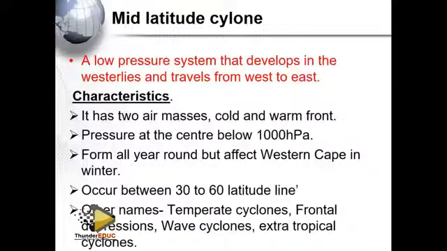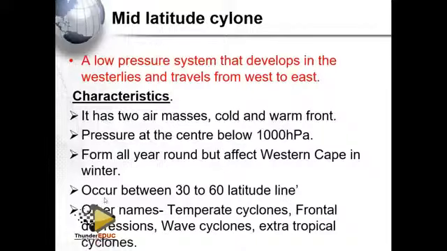Why do we say it forms all year round? Remember, this system moves with the apparent movement of the sun, or the ITCZ. What happens is that if it is winter in the southern hemisphere, the system moves close to South Africa. But if it is summer in the southern hemisphere, the system is forced to move further away from South Africa. That's why we say it forms throughout the year. It only affects South Africa during winter, but it is occurring throughout the year.